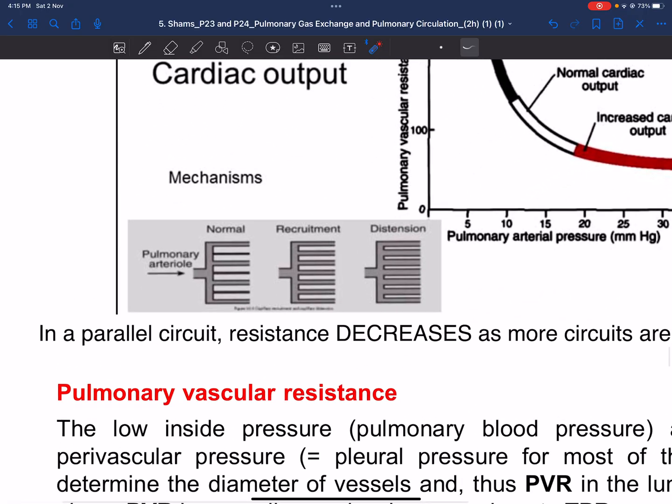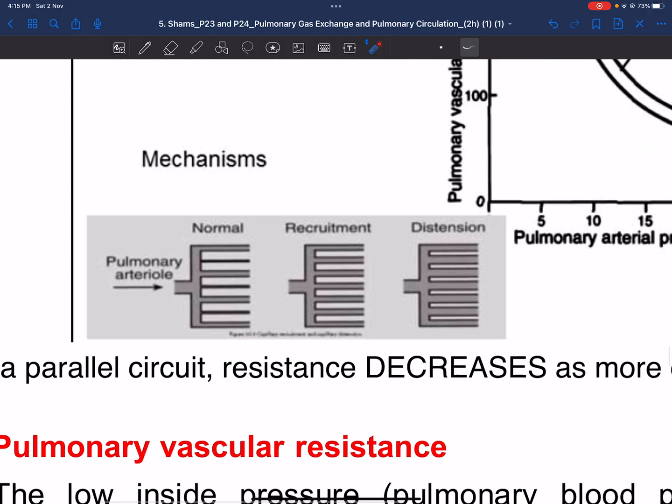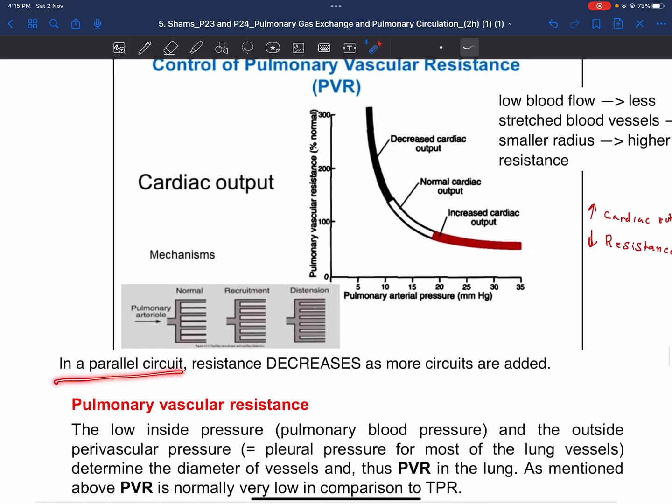Here's the mechanism we were talking about. So basically, you have a pulmonary arteriole, and you have a bunch of blood vessels that are in parallel. This is a parallel circuit. You have blood flowing through these ones, but these ones, you can see, they're really thin. They're sort of contracted, so no blood is flowing through them. In recruitment, more blood is flowing through these, and previously unopened ones, blood is also flowing through them. So you have more ones being added. And as we know, in a parallel circuit, I've written over here, resistance decreases as more circuits are added.